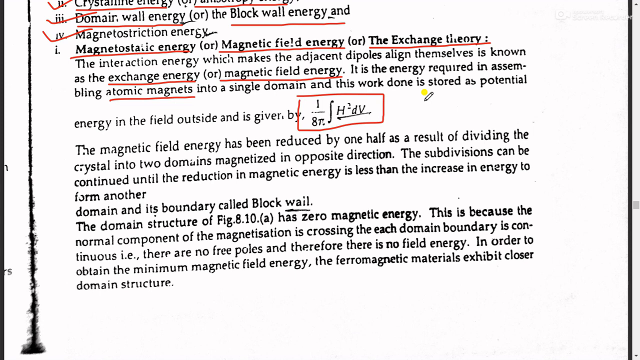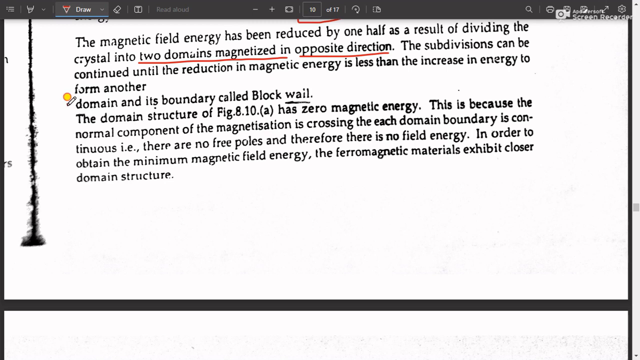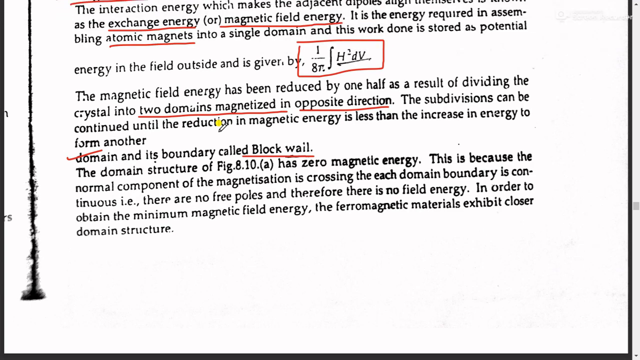So the magnetic field energy is reduced by one half as a result of dividing the crystal into two domains magnetized in opposite directions. The subdivisions can be continued until the reduction in magnetic energy is less than the energy of the domain and its boundary, called the Bloch wall. So see the figure 8.10.